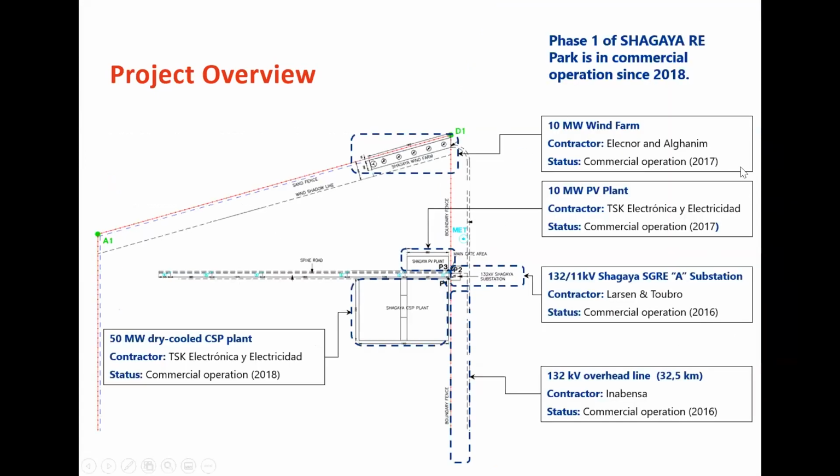This has also a bit of information on the different phases and the contractors. The wind farm was executed by Elecnor and Alganim. The PV plant and the CSP plant by TSK, Electrónica and Electricidad, and the substation was executed by Lassen and Tubro, while the overhead line was implemented by Inavensa. So as Dr. Salem mentioned before, all the projects are in commercial operation since 2018, and the first one entered into commercial operation in 2017, shortly after the commissioning of the substation.